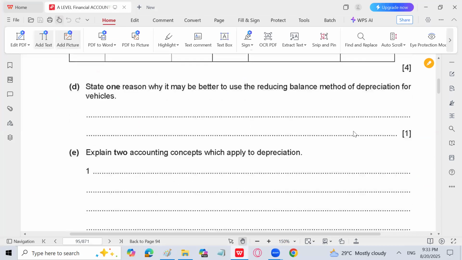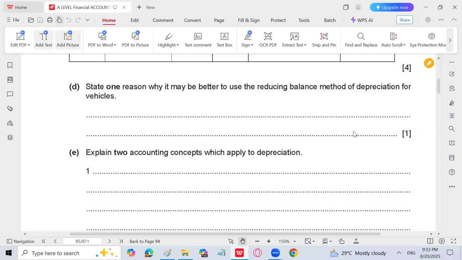State one reason why it may be better to use the reducing balance method of depreciation for vehicles. Vehicle is a technological asset, right? So it reduces their value more in early years and less in later years. At the start of the use of the asset, repair and maintenance costs will be zero, so there will be more depreciation. But as soon as the vehicle gets old, repair and maintenance costs will get more and depreciation will be on the lower side. That's why we use reducing balance method on vehicles, computers, technological assets, machinery, equipment. All these assets will be depreciated through reducing balance method.